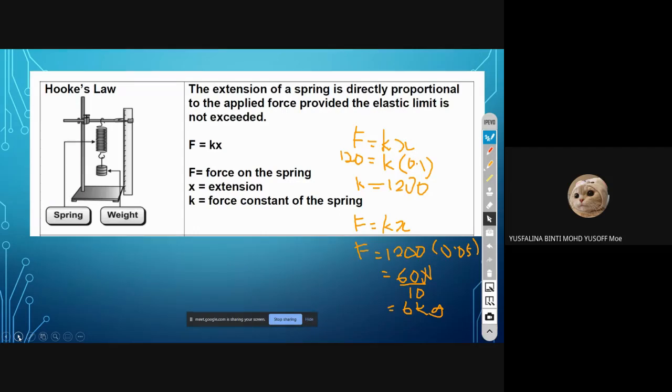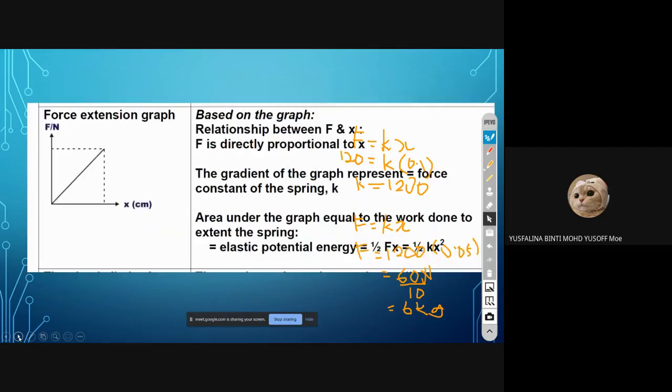The force constant actually also represents the stiffness of the spring. Let's say this is the graph. Directly proportional, so it must pass through the 0, 0 coordinate. The relationship between F and x is directly proportional, so the gradient of the graph represents the force constant. And the area under the graph is actually equal to the elastic potential energy. Or you can use the formula, half Fx or half Kx squared.